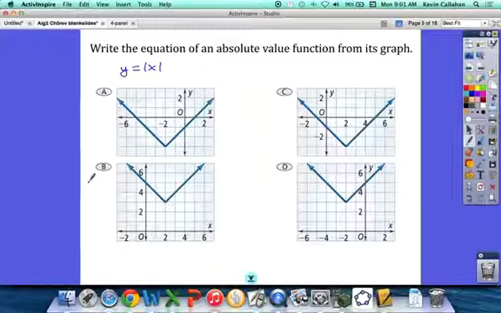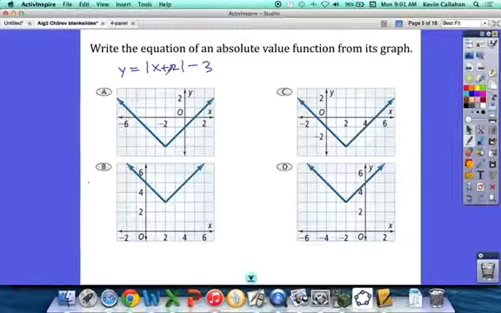Okay, let me get rid of this. This one would be y equals the absolute value of x plus 2, minus 3. Remember, inside is telling you the horizontal shift. Plus means left, minus means right. Since this is 2 to the left, that's where it is, and it's down 3 there. This is the vertical, that's the horizontal.